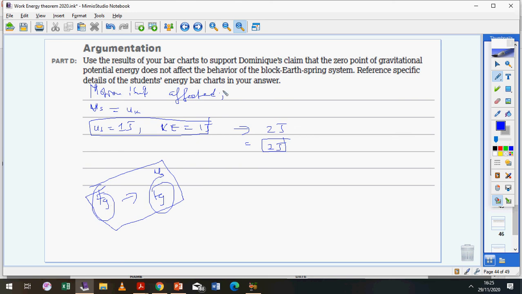The only energy that's affected is gravitational potential energy, which for the Earth-block system only depends on the height that is your reference point. So I hope that's useful.